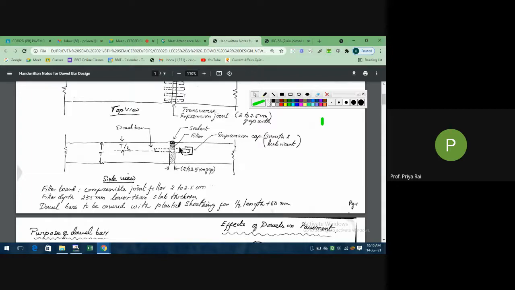Okay, and at which depth has it been placed? At the depth of t by 2. Half of the depth, somewhere in the middle of the slab, we are placing this dowel bar. See, and this gap has been filled up by what? Filler material, and it is sealed by this sealant. Why? Because if it is not sealed, then what happens? Water may penetrate inside it.